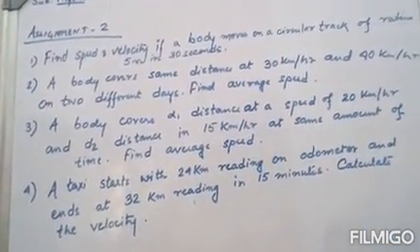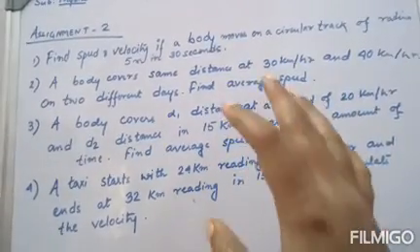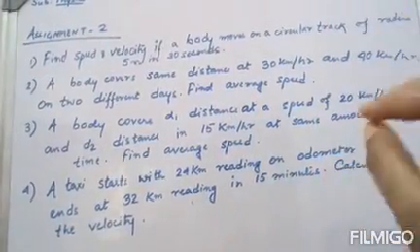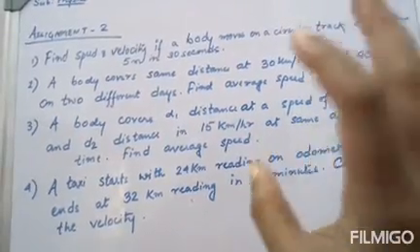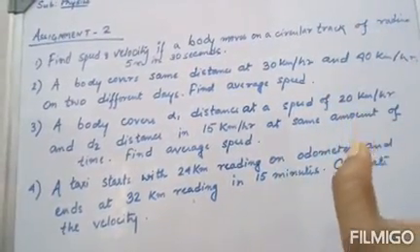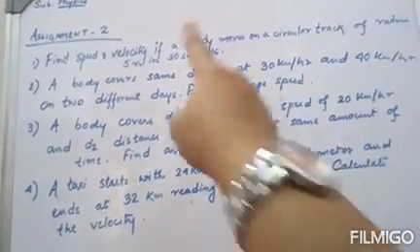In your previous classes I have told you what happens to a body when it moves in a circular track: when it comes to its final position, the initial position and final position are the same point. What is the displacement? Remembering that, you have to solve this.